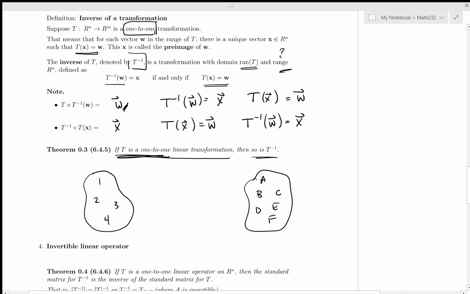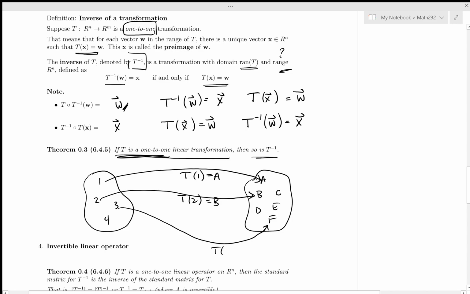Like that. And then we have a transformation. And so I'm going to set up a one-to-one transformation here. That is going to be T of 1 is equal to A. T of 2 is equal to B. T of 3 is equal to F. And T of 4 is equal to D. Okay, it's not an onto transformation because these guys, nobody goes there.